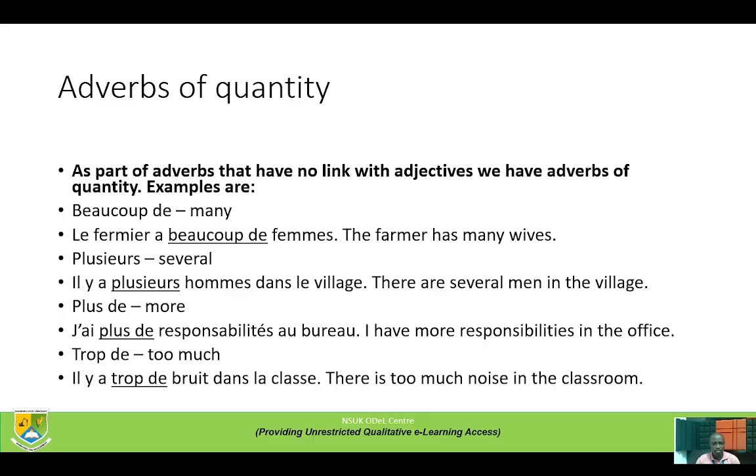Plus de, more. Plus de means more. J'ai plus de responsabilités au bureau. I have more responsibilities in the office.